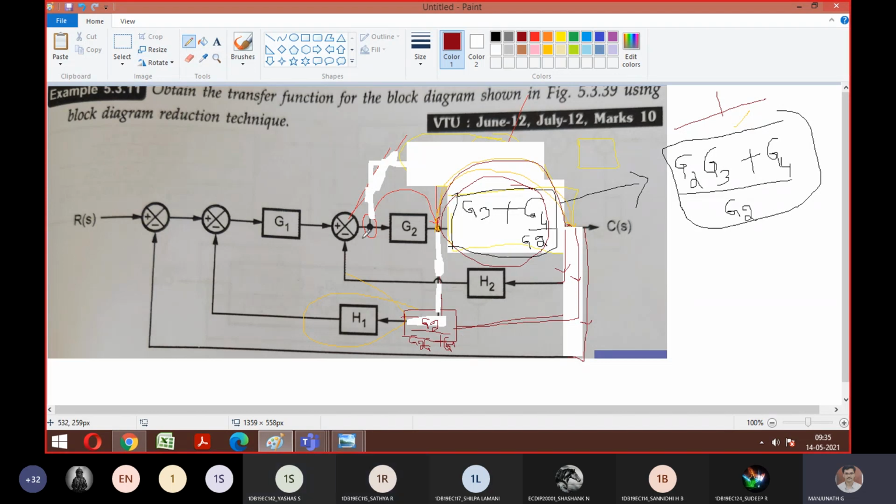Yes, sir. Now tell me, what is going to happen for these two? These two become cascade now. That was not the case earlier, because to make it cascade, we have moved a takeoff point here. So now you can take this combination as cascade. What is this combination now? Is it elimination? Yes, good.